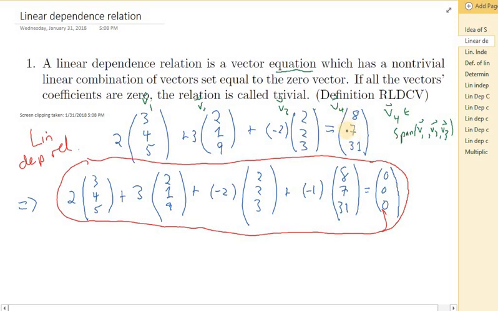But it's easy enough just to take this vector to the other side, giving it a coefficient of -1. And then I have a non-trivial linear combination of vectors ending up with the zero vector. Okay? So this spanning relation can give me a linear dependence relation.